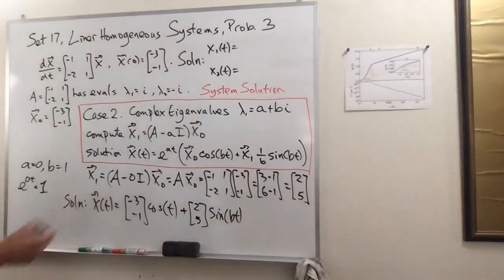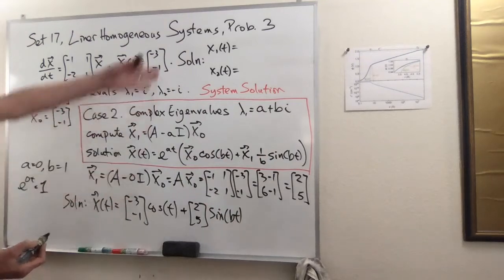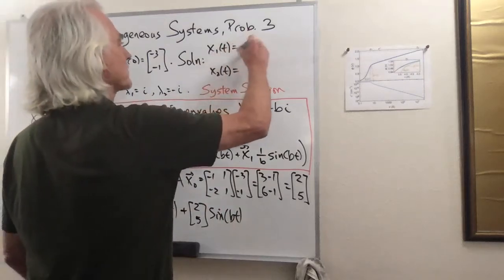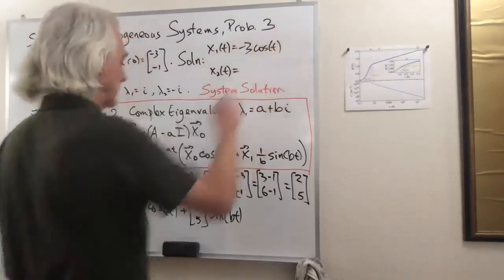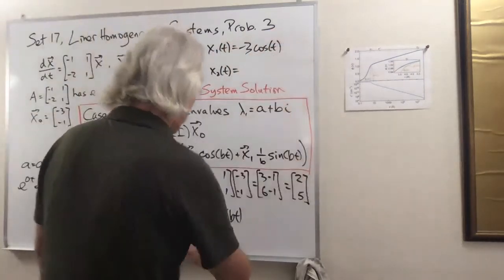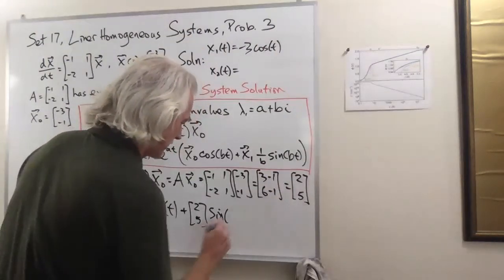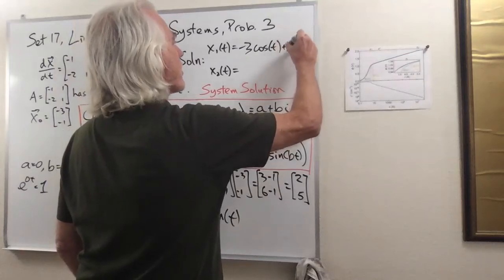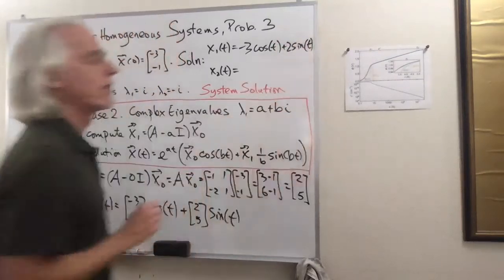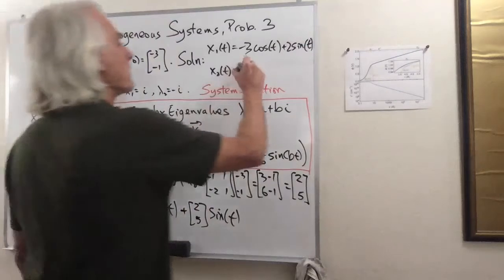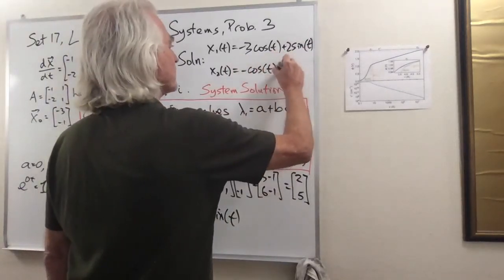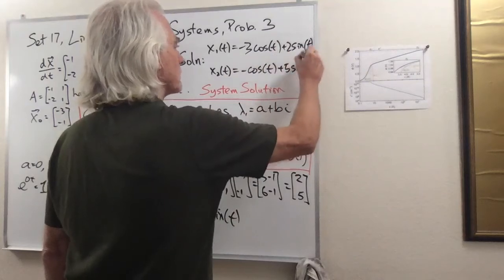All right, so that's a nice way of writing it, but I think we can just go straight to the solution because I can do the addition in my head. So this is going to be minus 3 cos of t plus 2 sine of t, and then I get minus cos of t plus 5 sine of t.